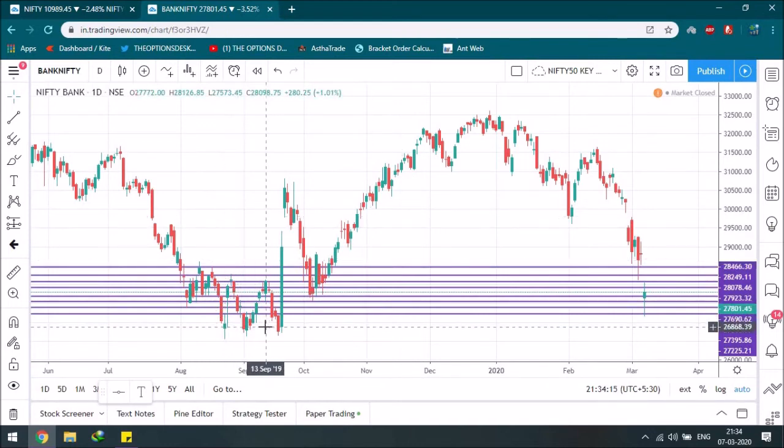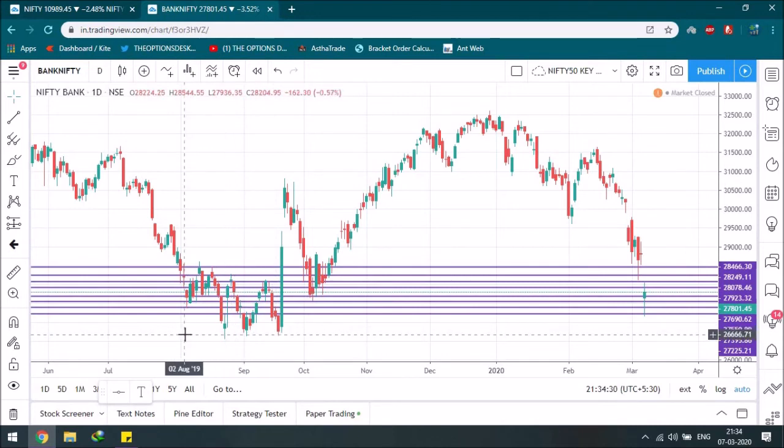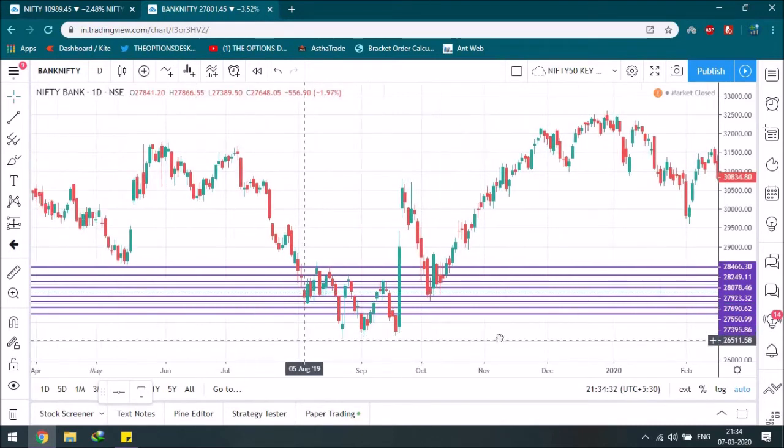I can also be wrong, I'm a human, please don't worry. Now let's verify the interim support at 27380. As you can see, 27380 is the high of the candlestick on 18th of September, and the low of the candlestick on the 5th of August.